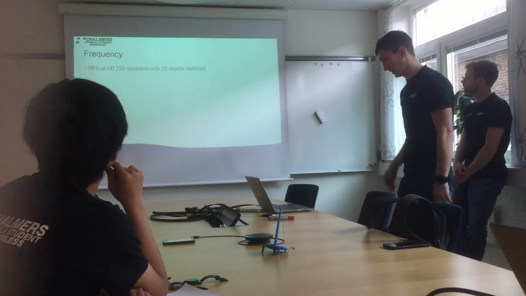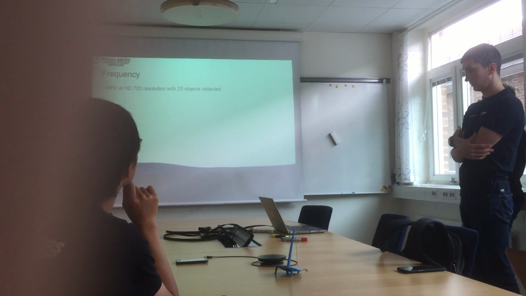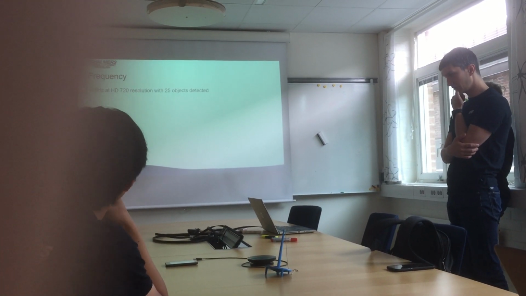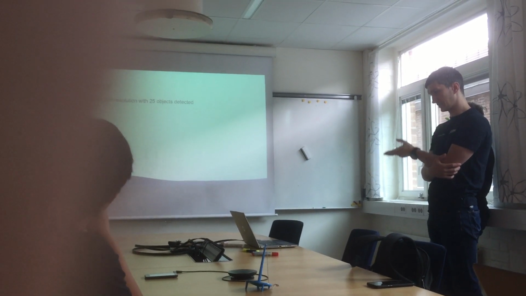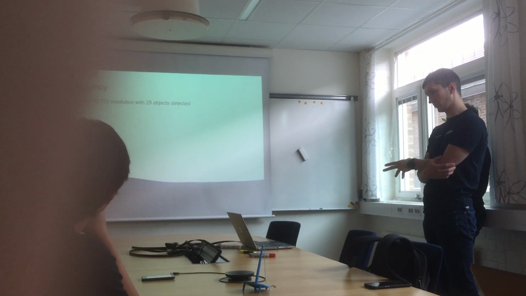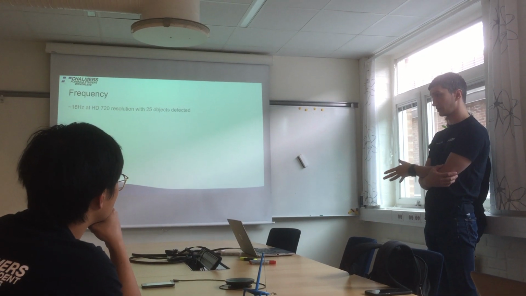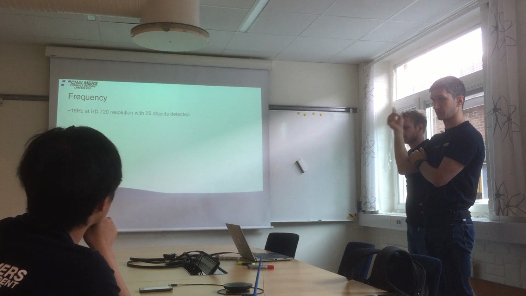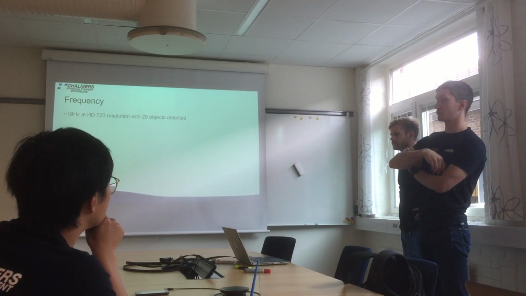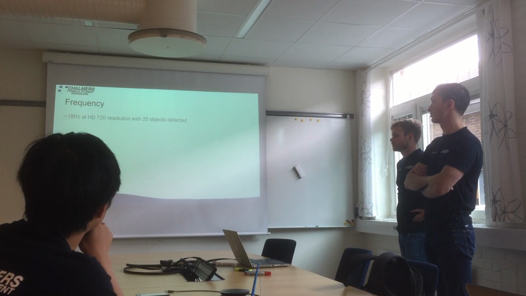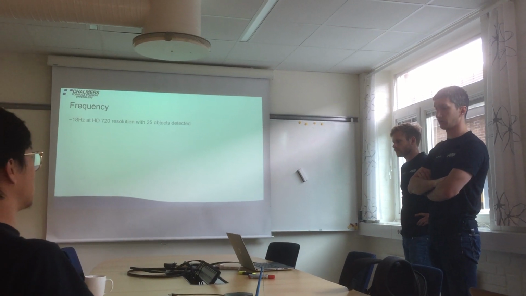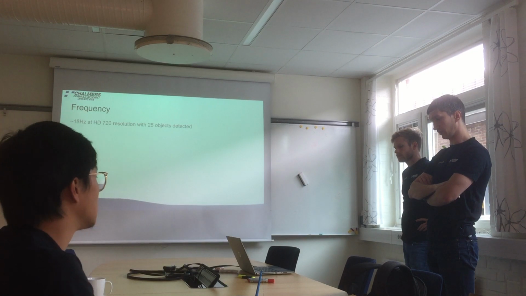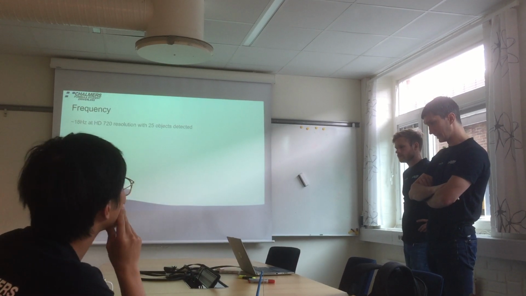And the frequency, as you saw, was about 18 hertz, 18 frames per second on HD resolution. That is with 25 objects detected. When there are fewer objects, it's usually faster. 25 objects was that picture with the entire track scene. Originally our goal was to run that on a smaller resolution, and then it runs at I believe 35 frames per second.